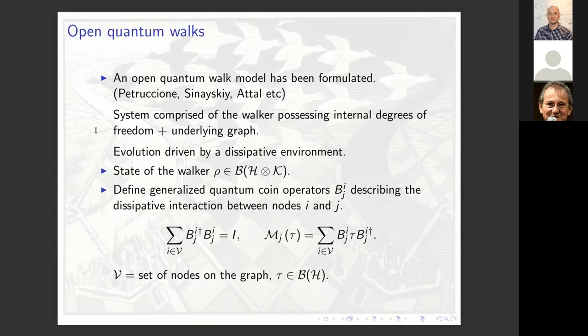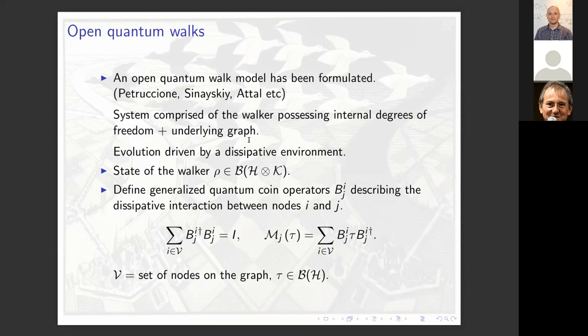Some kind of interaction with an environment. That's what's driving the movement on the graph. The state of the walker is now some kind of density matrix, and it's an element of the space of operators that act on this Hilbert space H tensor K. I think this space K is describing the positions on the underlying graph, and this Hilbert space H is the space describing the internal degree of freedom of the walker.